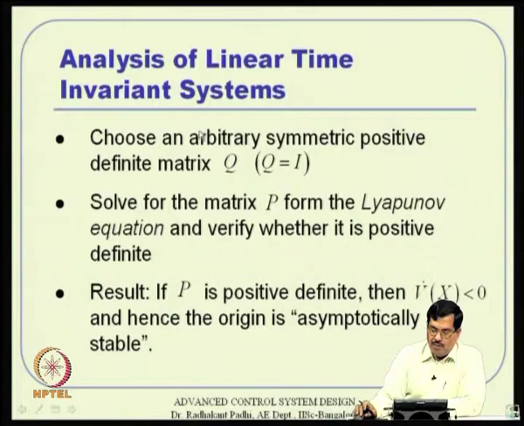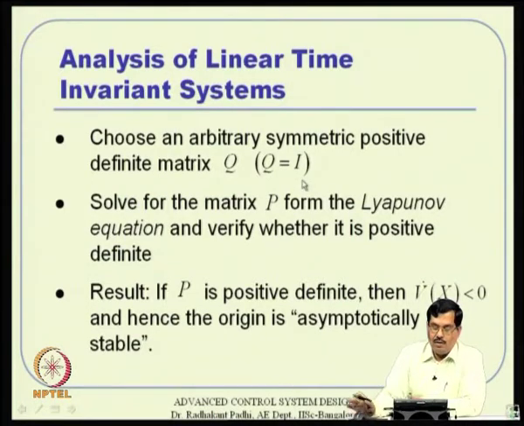If I have the liberty of selecting any positive definite matrix Q, then obviously my natural choice will be identity. Identity is a positive definite matrix, the simplest form of positive definite matrix. All its diagonal elements are 1, 1, 1, all positive, hence it is positive definite, and the algebra becomes simplified for me.